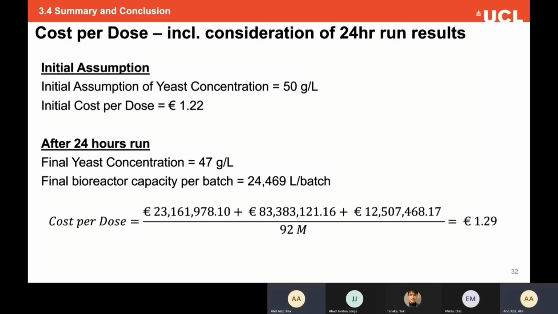Changing the bioreactor capacity will affect the overall cost. Now, our cost per dose is slightly higher than the initial assumption by 7 cents, which is 1.29 euros, which doesn't really affect much of the overall cost. Therefore, we can conclude that we got good yeast cell growth at the end of the 24 hour run.